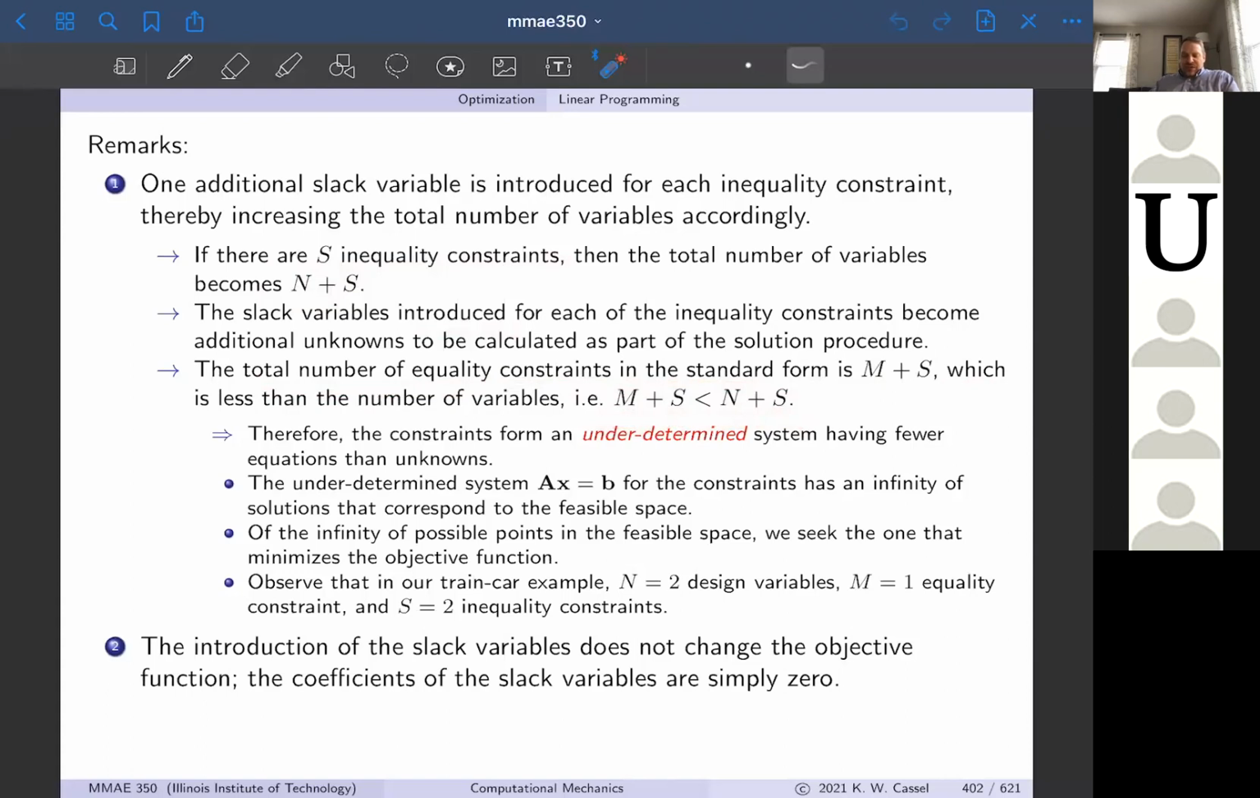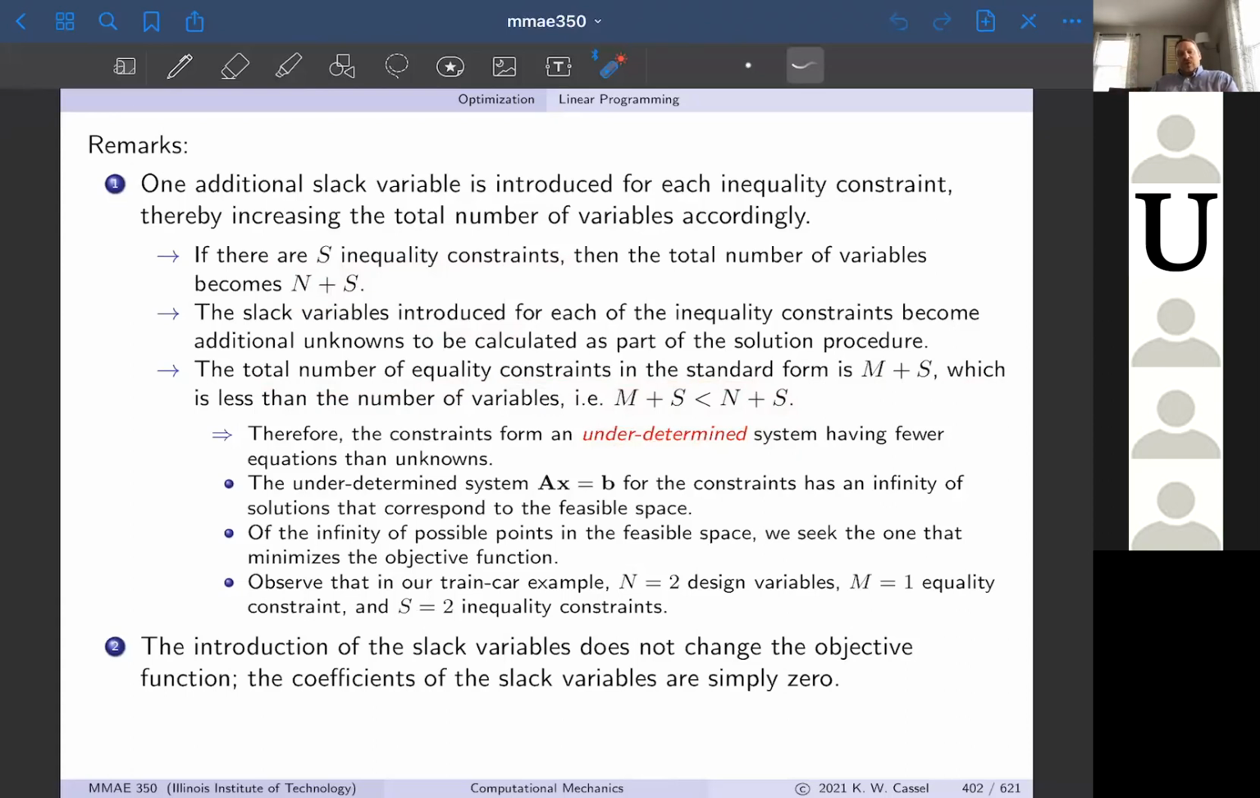So because m plus s, which is the number of equations, is less than n plus s, which is the number of variables, we say that the system is underdetermined. So if you think way back to when we were solving Ax equals b systems of linear algebraic equations, we had three possibilities. We had the situation where we had a unique solution, which was typically what we're looking for in physical cases like the truss problem and so forth. So we had the same number of equations and the same number of variables, and so we could solve for them uniquely and get the unique solution.